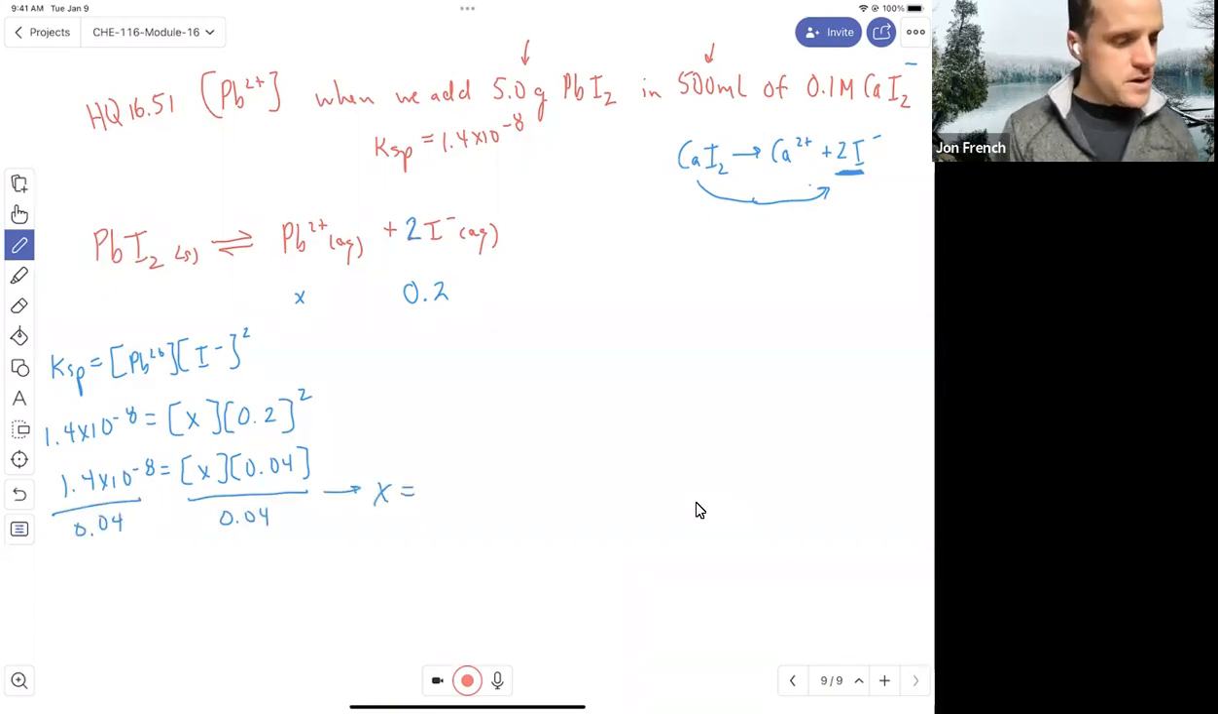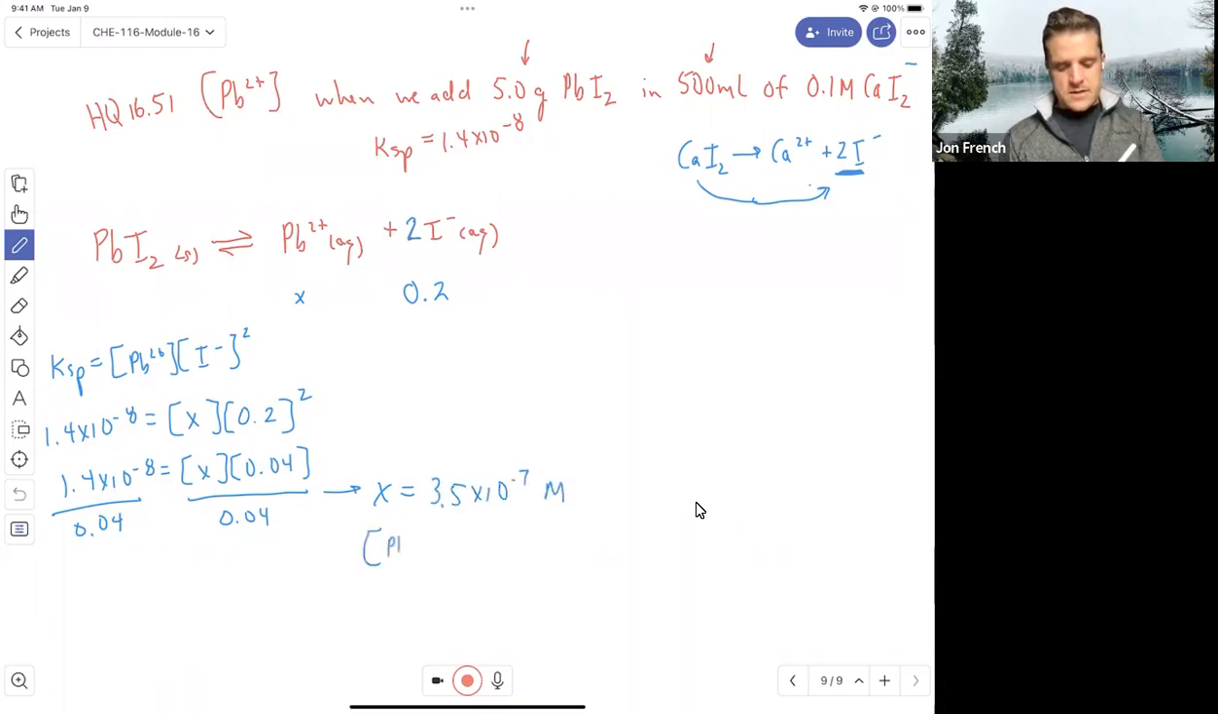And that one I can't do in my head, but 1.4 times 10 to the minus 8 divided by 0.04, I get X equals 3.5 times 10 to the minus 7 molar. So my concentration of lead in solution would be 3.5 times 10 to the minus 7 molar.